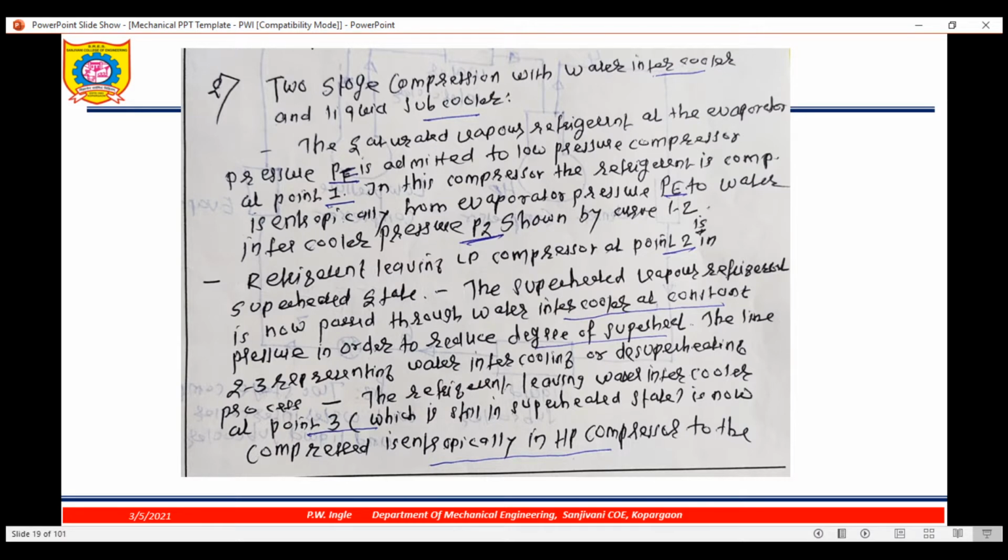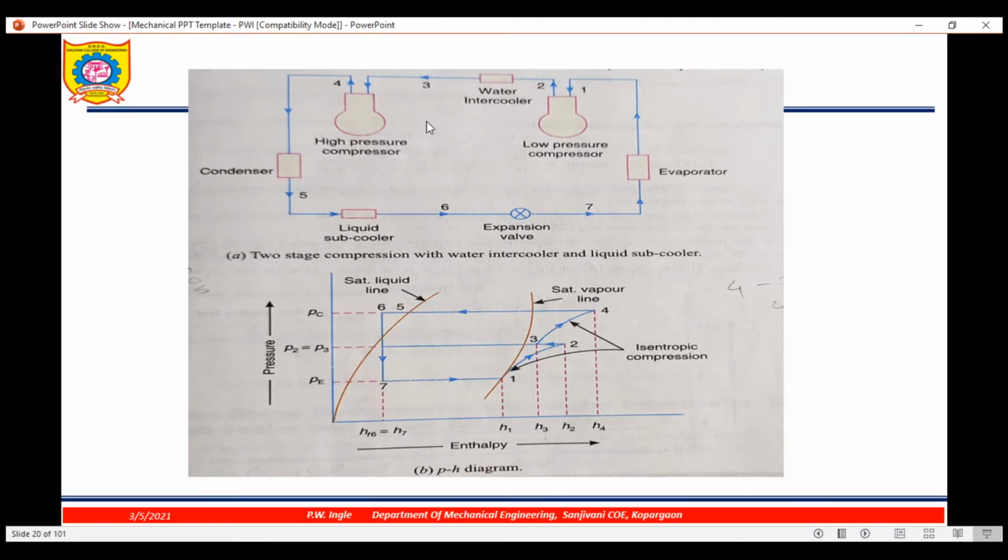Today we will discuss the second case of multi-stage compression. It is a two-stage compression with water intercooler and liquid subcooler. In the previous case we used only a water intercooler. Now, in addition to that, if you use the liquid subcooler, COP will be improved. Now, how is the line diagram for this two-stage compression with water intercooler and liquid subcooler?